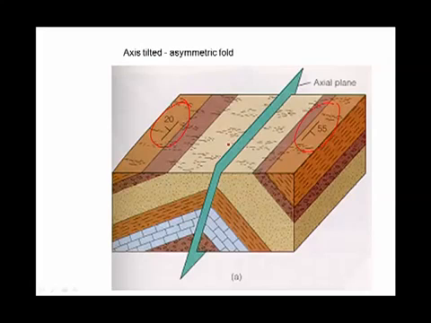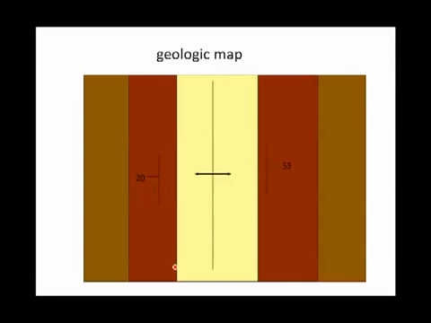In this case, it's asymmetrical, and the axis of the fold is at an angle. If you were to see this on a geologic map, it would look like this. Once again, this is the symbol for an anticline.